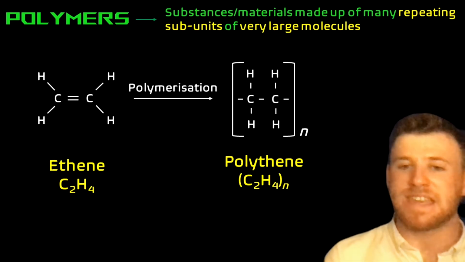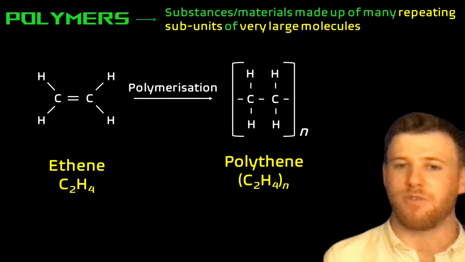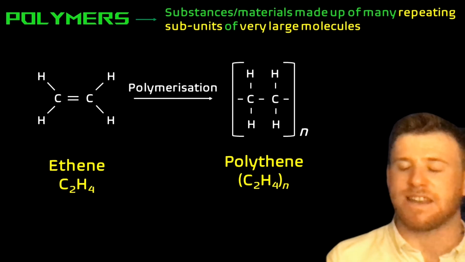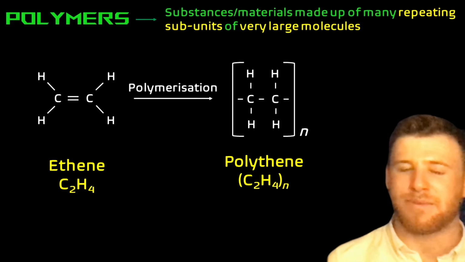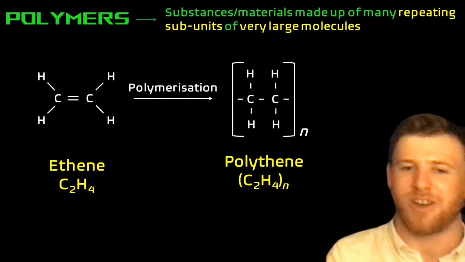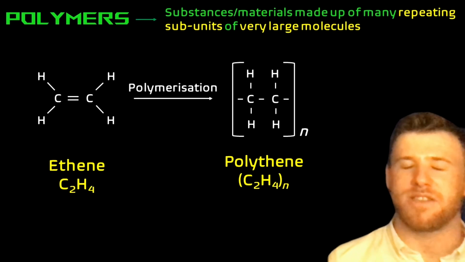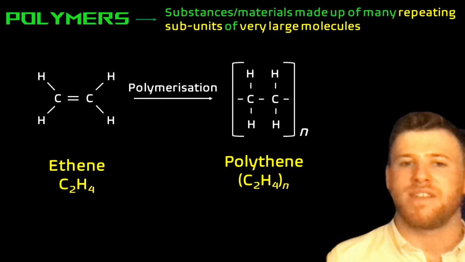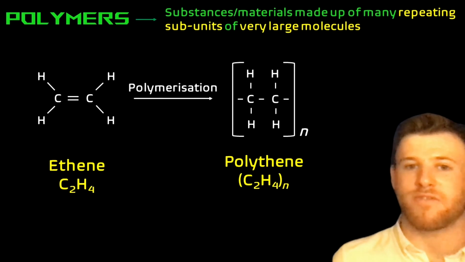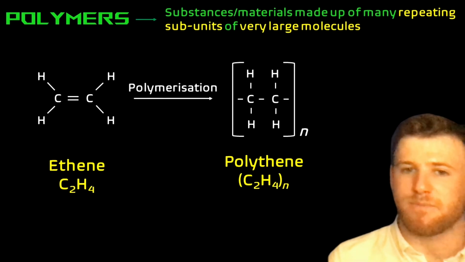Now, if we were to take lots of ethene molecules and join them end to end to end to end, we'd have a really long chain, and we could draw that out and it would look like a really long chain of carbon, carbon, carbon, carbon with loads of hydrogens on. But drawing that out would take a lot of time. So we tend to draw it like what we've got here inside the brackets, where I've put my repeating unit, the ethene repeating unit.